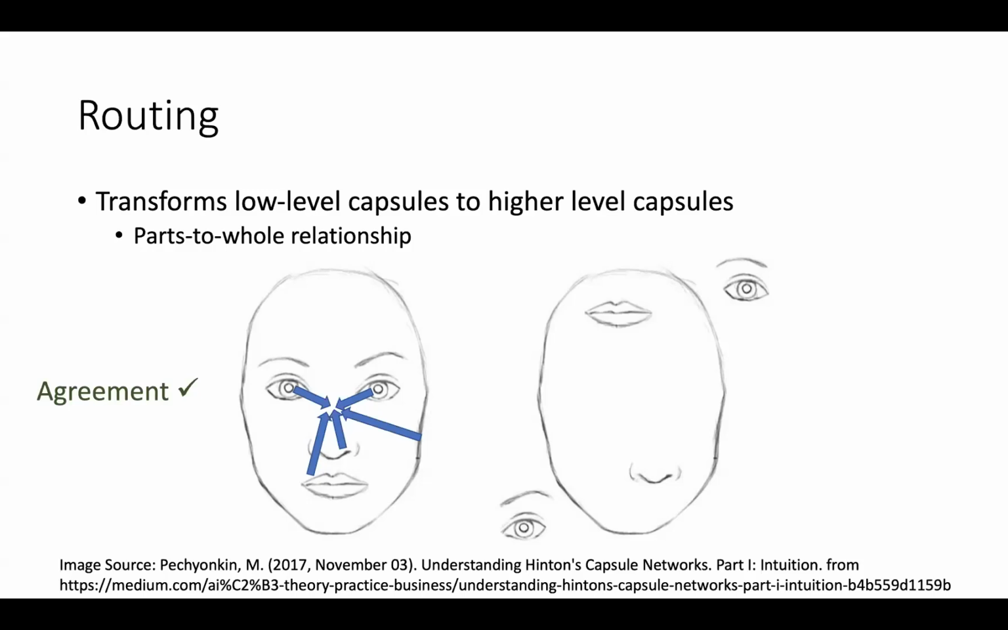For the image on the right, the left eye would vote that the center of the face is at this position, the right eye would vote this position, and the other parts would vote correspondingly. But in this case, there is no agreement. So the capsule network will predict that there is no face in this image, right? Which is better than the CNN.